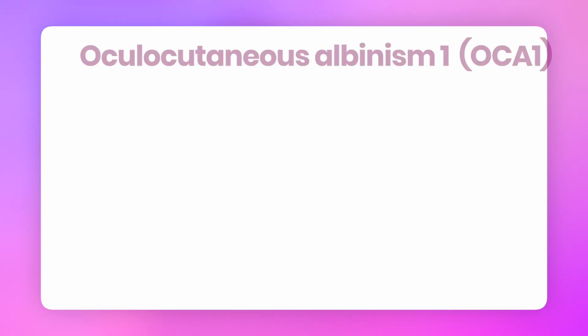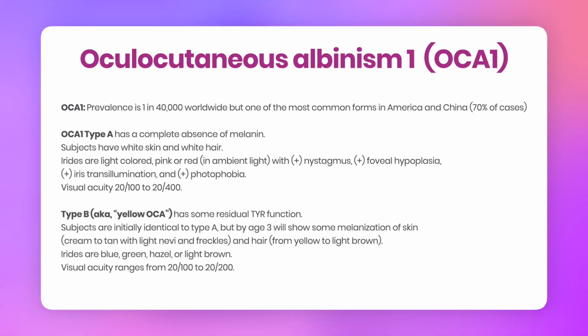So OCA 1, its prevalence is 1 in 40,000 worldwide, most common in America and China. That's where 70% of cases are found. And then there's a type A and a type B. So they are slightly different. It depends on the amount of albinism.